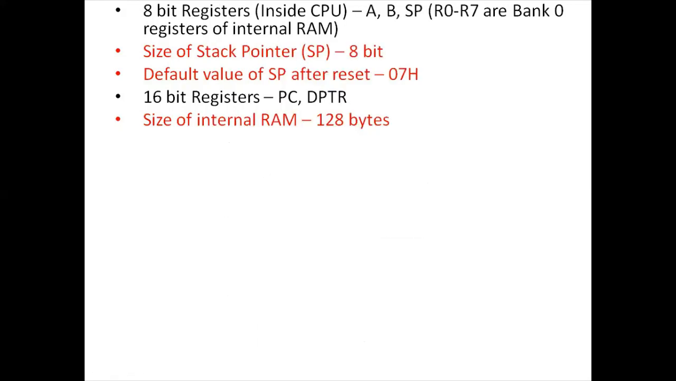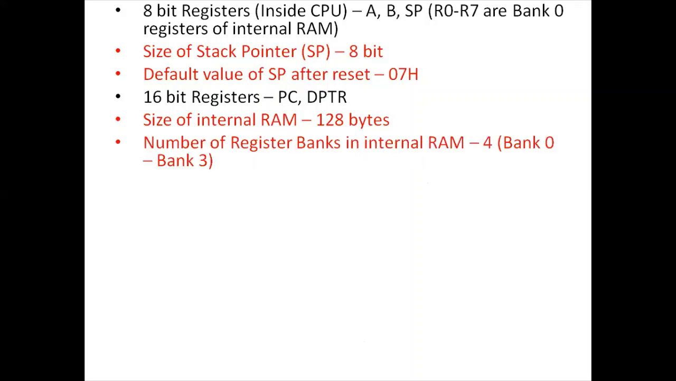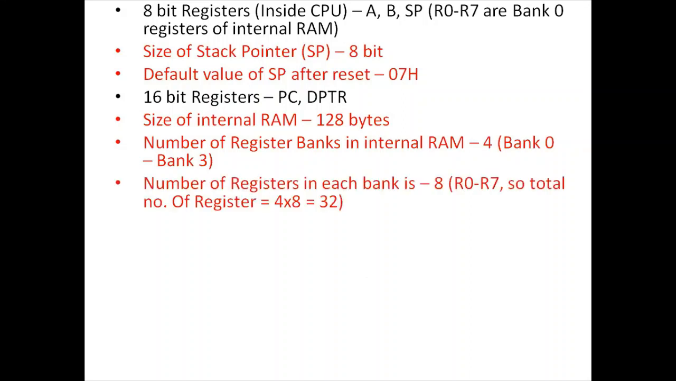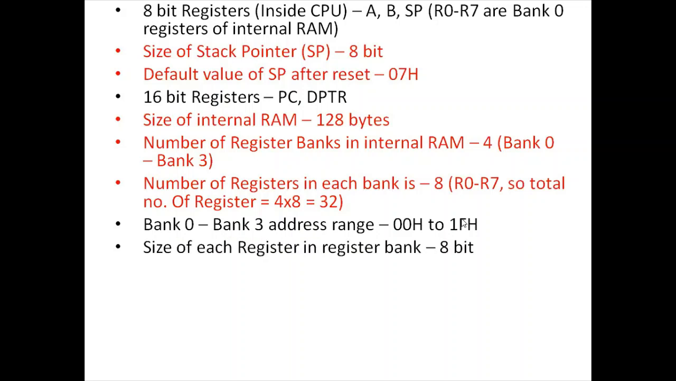So let us see a few questions from whatever we just saw. Number of banks in internal RAM, that is 4, bank 0 to bank 3. Each bank has 8 registers, R0 to R7, and hence the total number of registers is 4 into 8, that is 32. Bank 0 to bank 3, we saw the address ranges from 00 to 1F, 32 bytes.